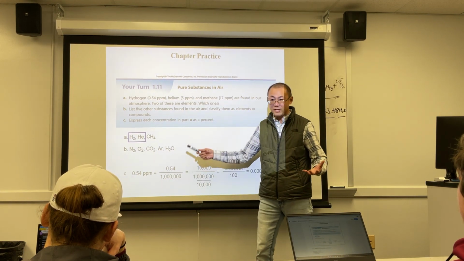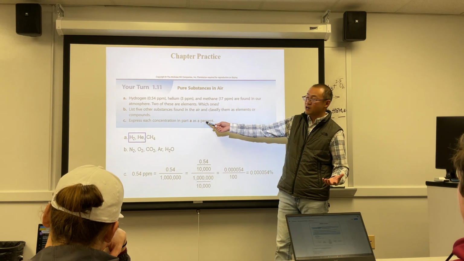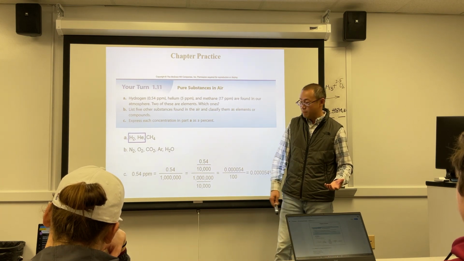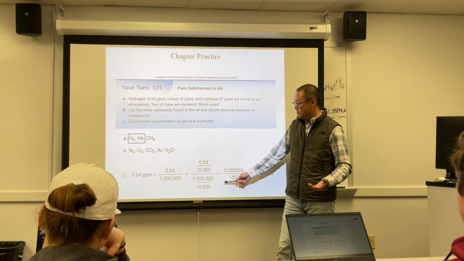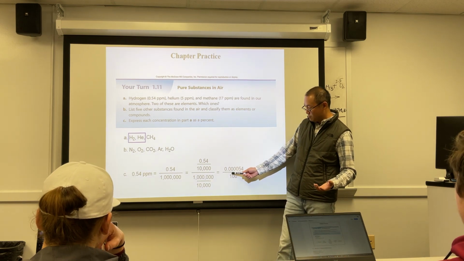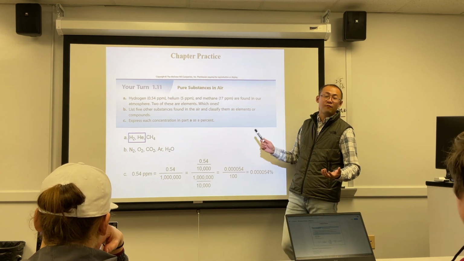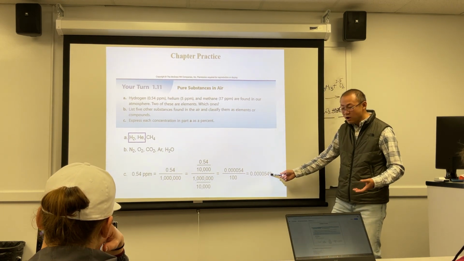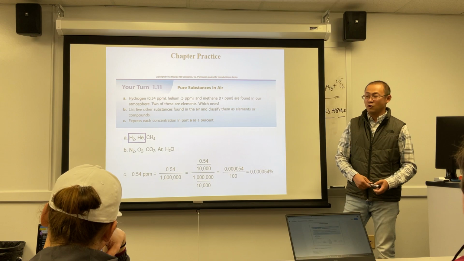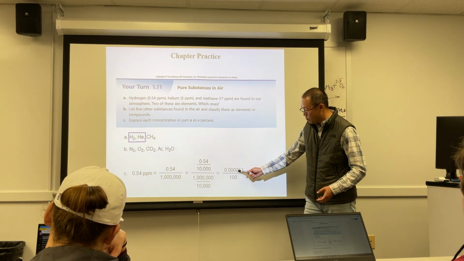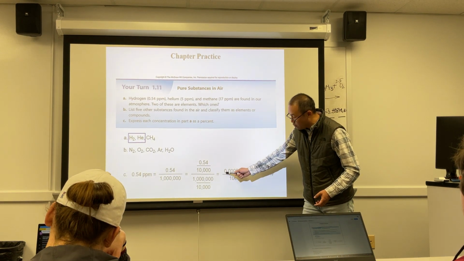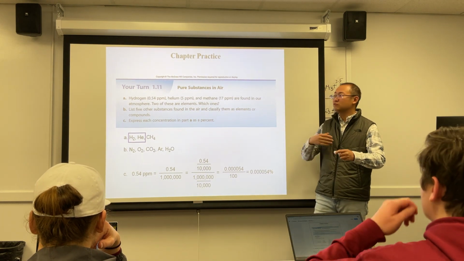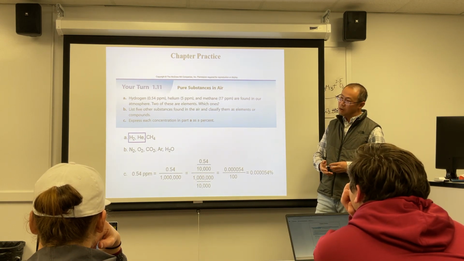I translate ppm into mathematical terms. Then they asked me to convert to percent, so I need to divide by what? 10,000 on both. A million divided by 10,000 becomes 100. 0.54 divided by 10,000 becomes what? 0.000054. And then I translate per 100 into what? Into percent. So I basically moved the decimal point from here by 1, 2, 3, what? 4 places.